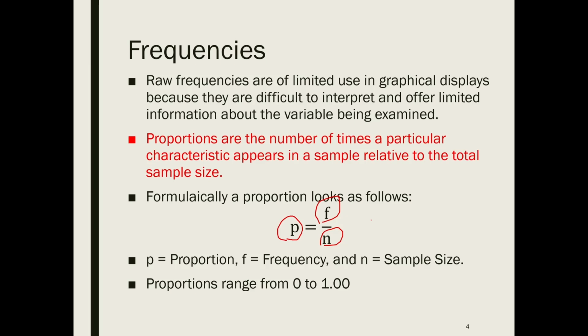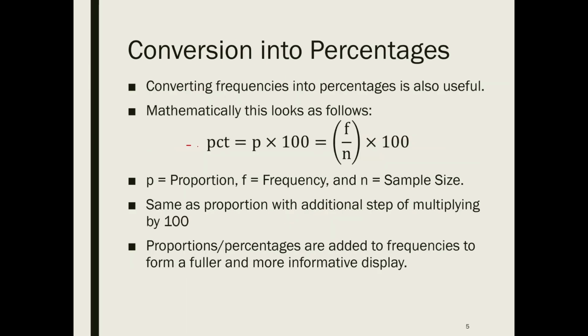For example, we have 100 college students, and you say the frequency of female students is 101. That doesn't make sense, right? If you have a 100 student sample, the highest number of female students you can have is 100. So therefore, the proportion will be between 0 and 1. If you have calculated a proportion that is larger than 1, or a negative number, that means there will be some problems.